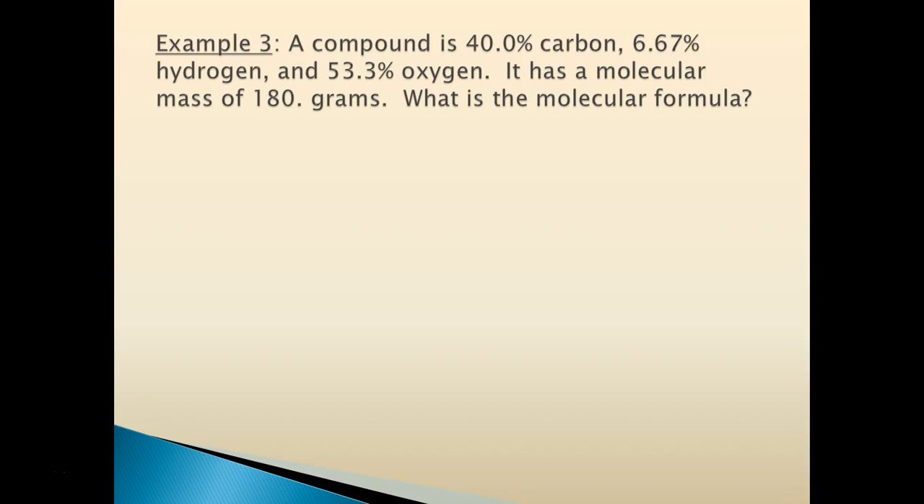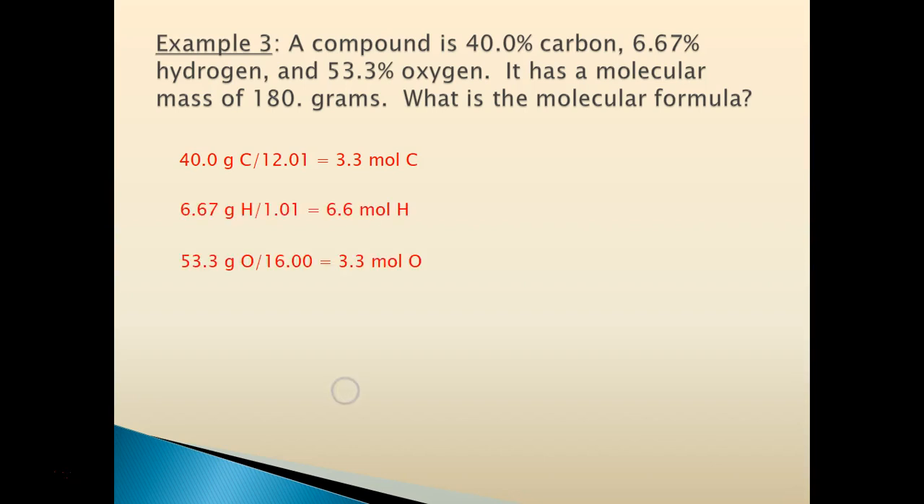If I have 100 grams of this compound, that means I have 40 grams of carbon. And if I divide by the molar mass, I'll get the number of moles of carbon. I could do the same thing for hydrogen and the same thing for oxygen, and I have all the moles of carbon, hydrogen, and oxygen. Now remember that the empirical formula is just a ratio of the moles of each element in the compound. So all I have to do is get the ratio between the moles of carbon, hydrogen, and oxygen, and that will give me the empirical formula.